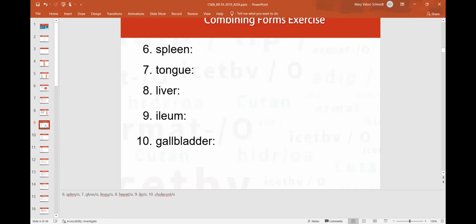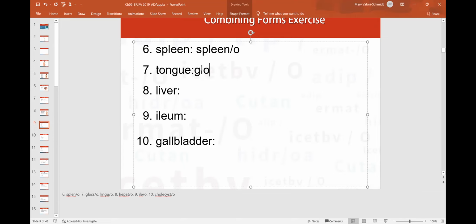And next, we have the rest of the organs. We have the spleen. That would be spleno. The tongue, glosso, or it can also be called linguo. That's pronounced linguo. The liver is hepato. The ileum is ilio. And the gallbladder, and this one is a little difficult for some people to remember, cholecysto.